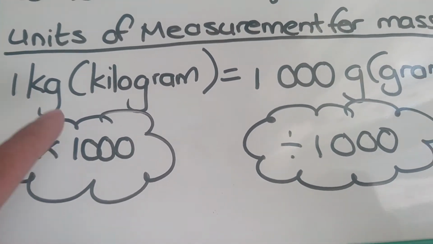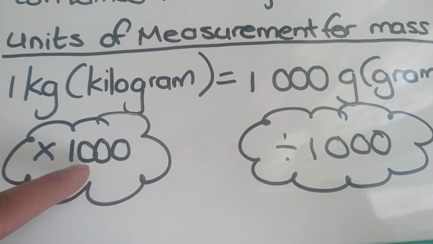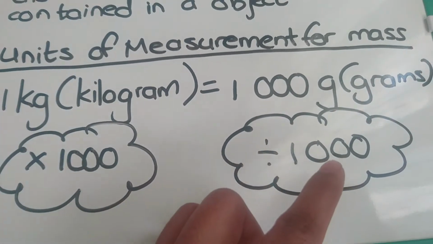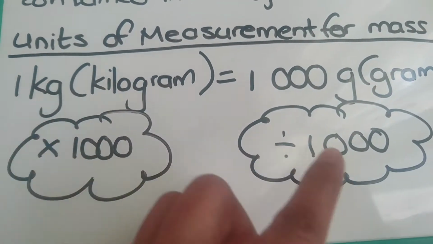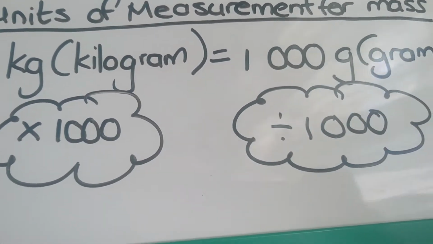Right. Now if we have something that is given to us in kgs, and if we want to convert it into grams, we just have to times it by 1000. If we have something that is in grams and we want to convert it to kgs, we just have to divide it by 1000. Okay, let's look at an example.